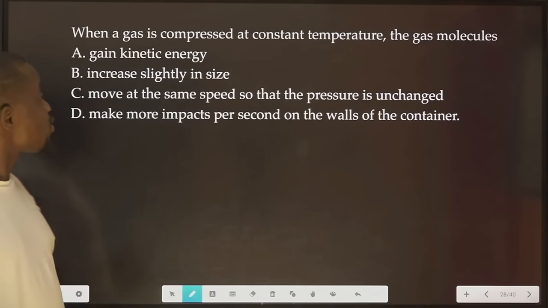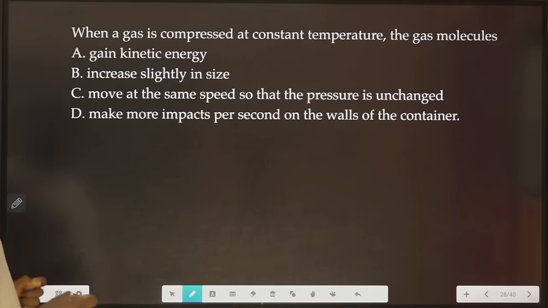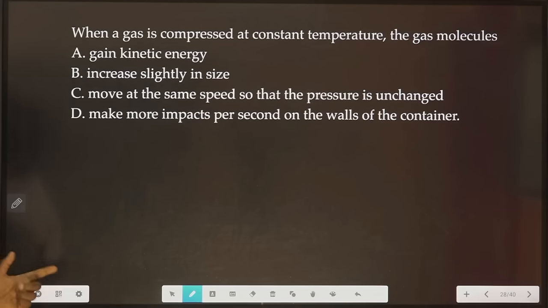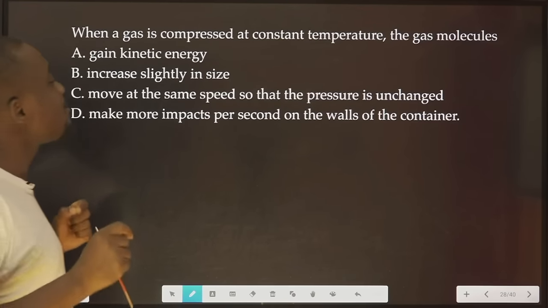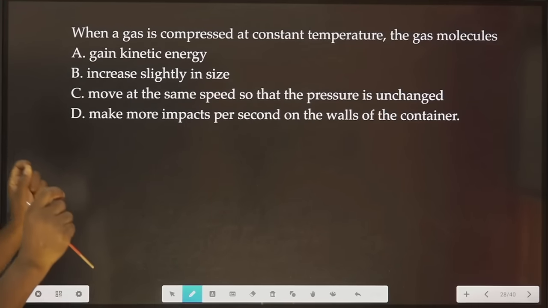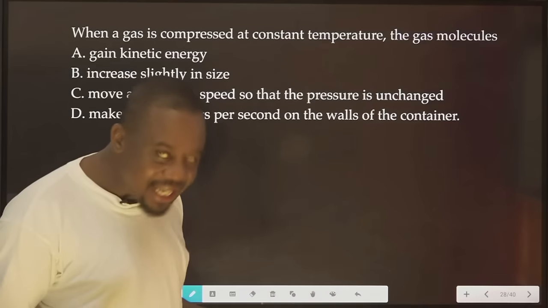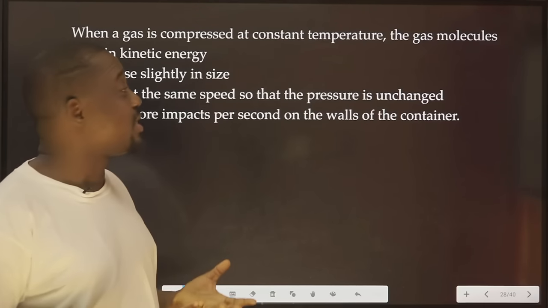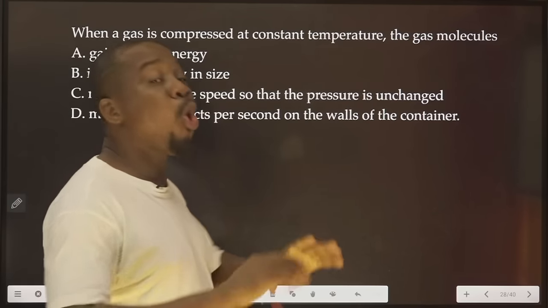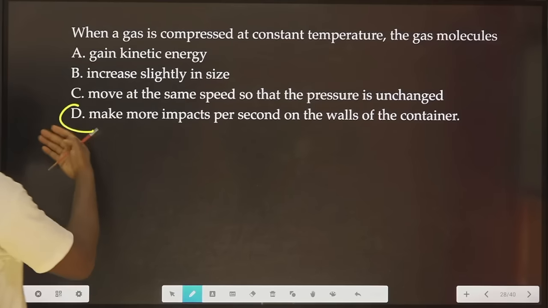Let's look at this question. It says, when a gas is compressed at a constant temperature, the gas molecules: A, gains kinetic energy. No. Increase slightly in size. No. Move at the same speed so that the pressure is unchanged. No. Make more impacts per second on the wall of the container. The gas is compressed in a container, of course, right? So the gas molecules will make more impacts per second on the wall of the container where it is being compressed. So this is the answer, okay?